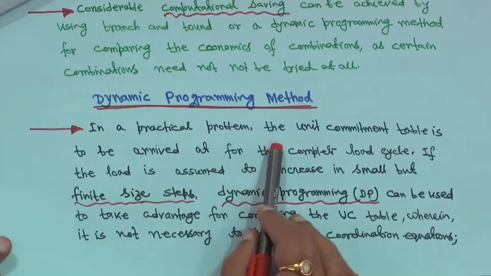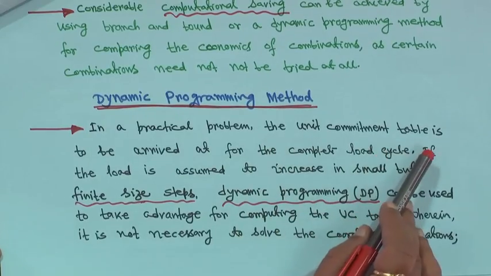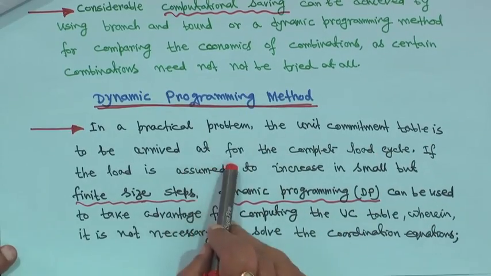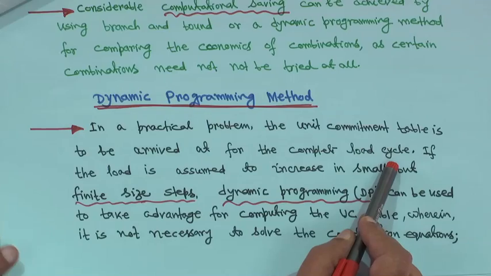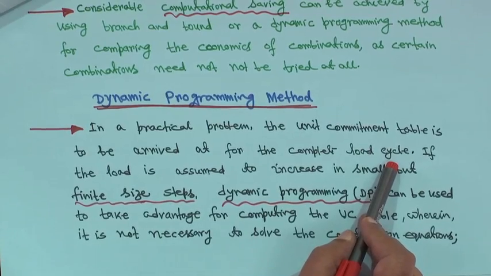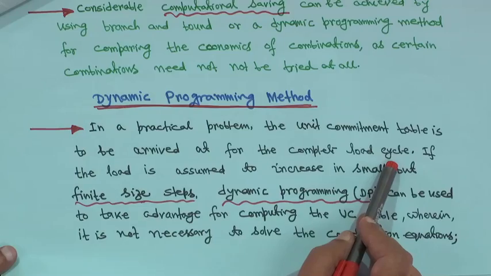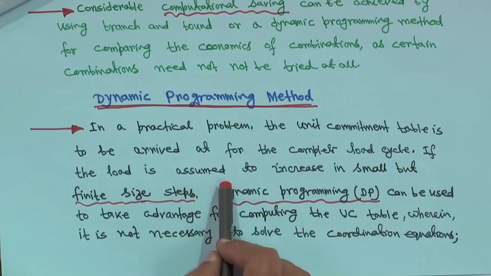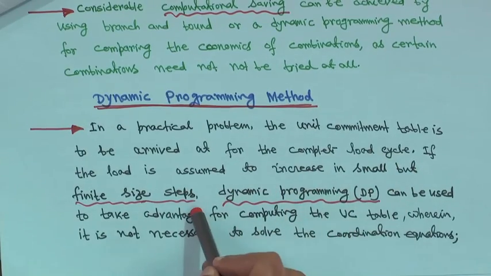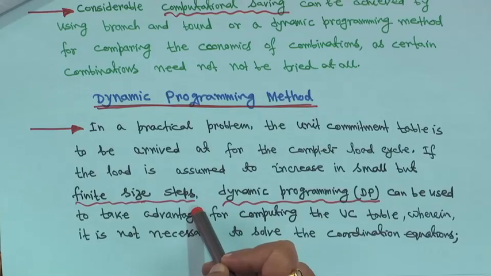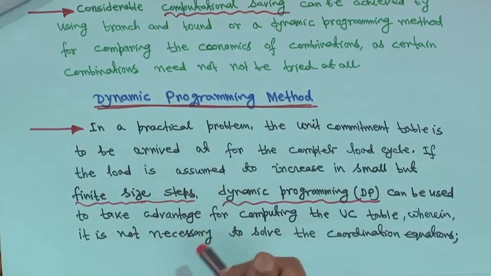So, in a particular problem the unit commitment table is to be arrived at for the complete load cycle. Load cycle means suppose you have a 24 hour load curve. So, first hour, second hour, third hour, like this, right, and the load is assumed to increase in small but finite size steps, so we are taking the load as increasing in discrete steps. In reality, of course, it is not true, but we have to follow a certain methodology, right.